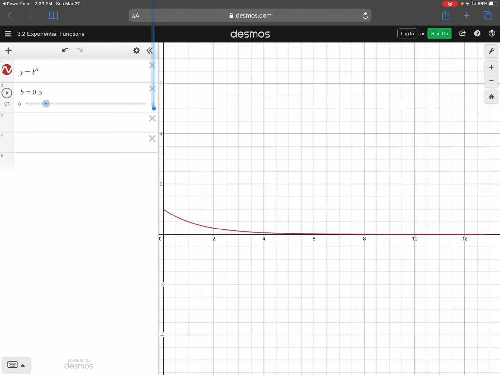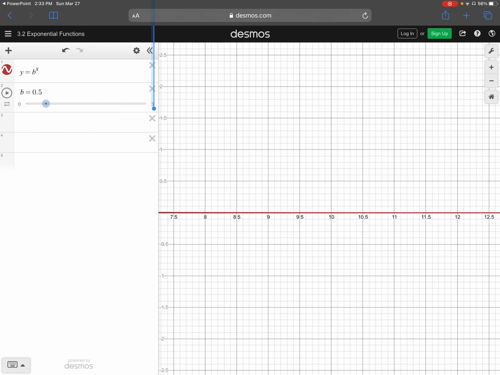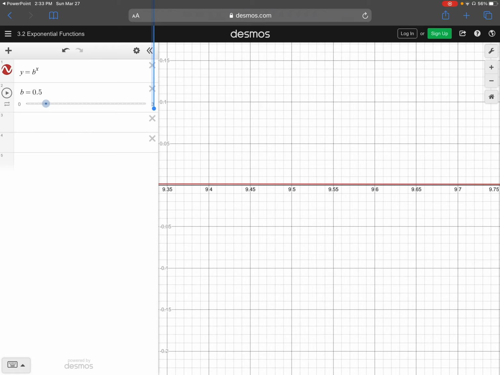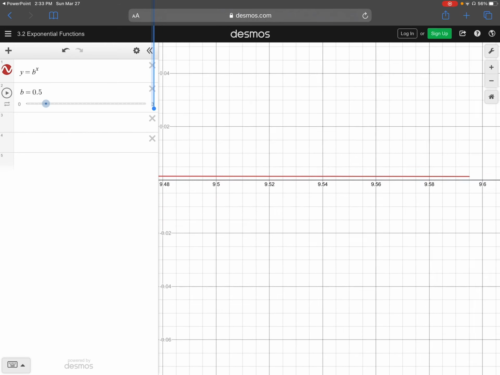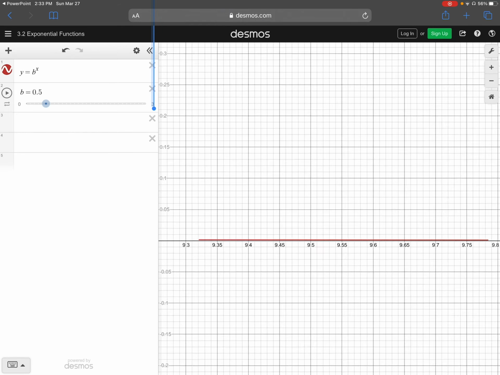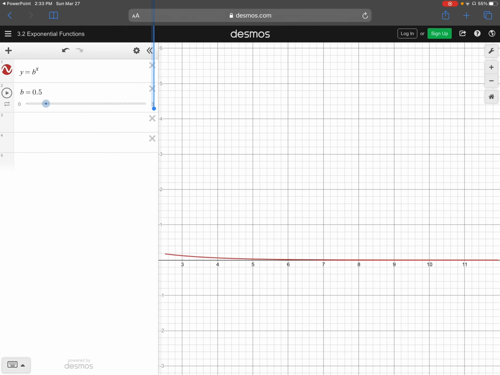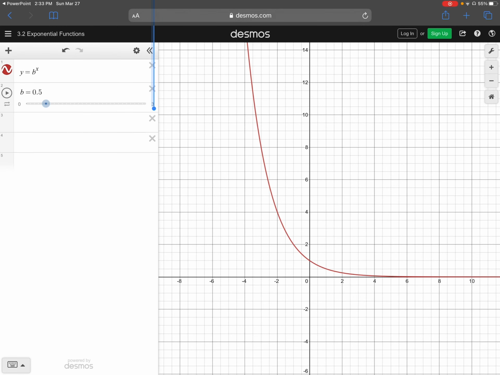One other thing I want to point out on the graph is that this never touches the x-axis. There is a horizontal asymptote, so the function will continue getting closer and closer, but it never ever crosses. I provided the link for this in the PowerPoint, so feel free to open it up and investigate on your own.